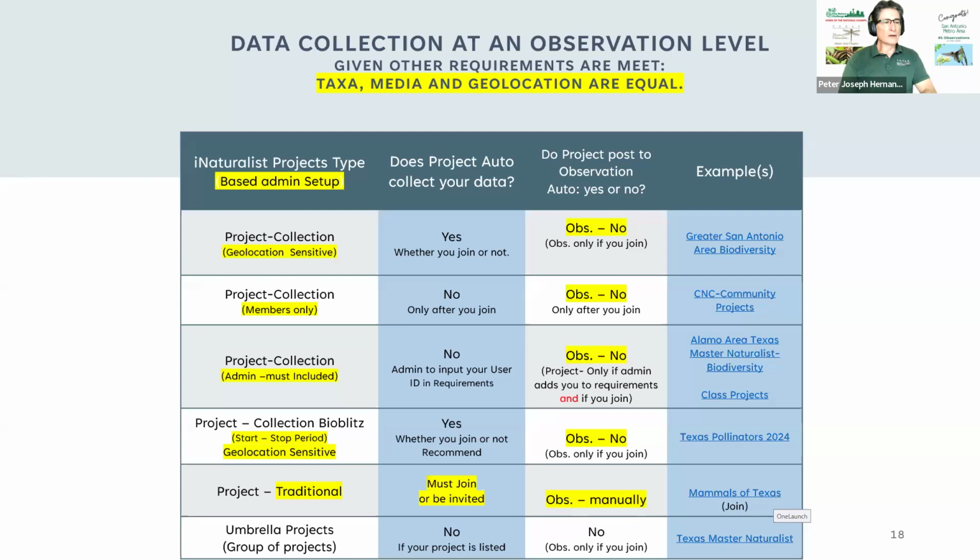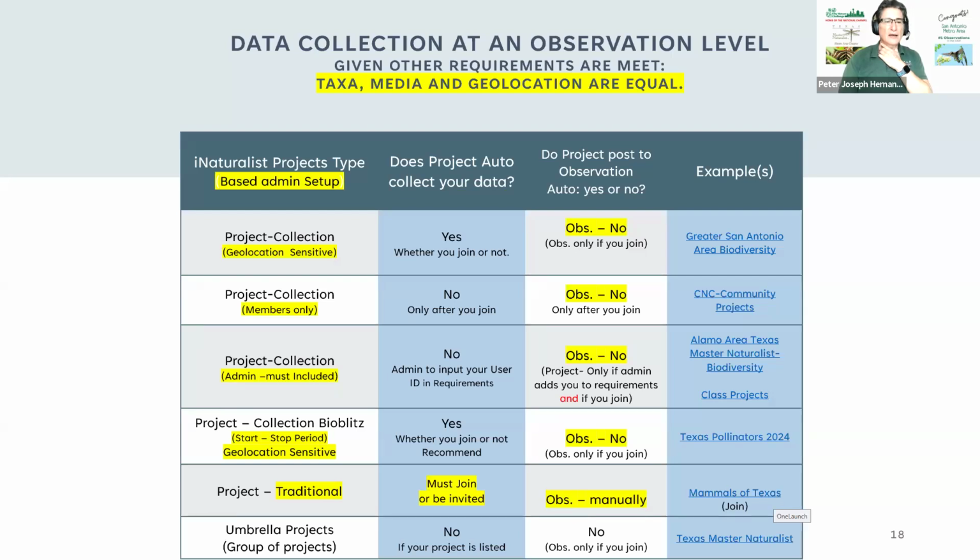Projects collections, where an admin must include you. So here, somebody has to physically, the admin has to add you to it. So that data will never be collected until you're included. Your observations will not show up with that project unless you're included. And once you're included and you join the project, you could be included and you never join it, and it doesn't show on your observations.